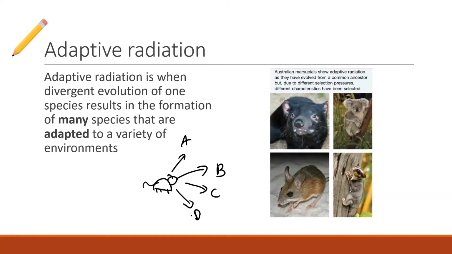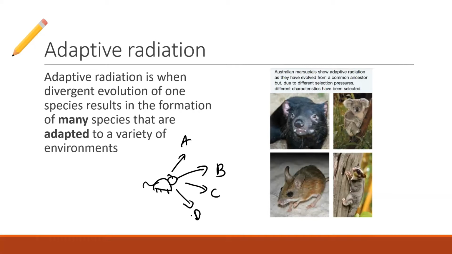If you take a look on the right here, Australian marsupials are examples that show adaptive radiation, as they adapted from a common ancestor, but due to different selection pressures, different characteristics have emerged. So if you look at the Tasmanian devil, the koala, the bush mouse, and the sugar glider, I'm going to guess that's all the names of these. I'm not sure if it's actually called a bush mouse, but yeah. These all would have come from the same animal, and they might not look like it. You might look at the bush mouse and Tasmanian devil and go, oh my God, there's nothing similar.